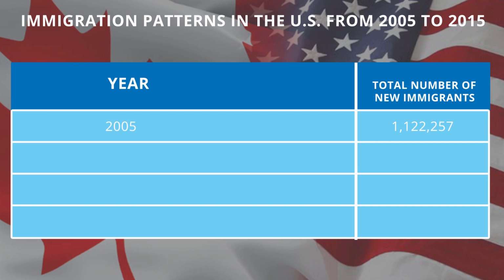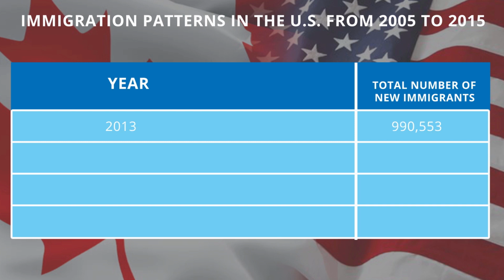2005, 1,122,257. 2006, 1,266,129. 2007, 1,052,415. 2008, 1,107,126. 2009, 1,130,818. 2010, 1,042,625. 2011, 1,062,040. 2012, 1,031,631.